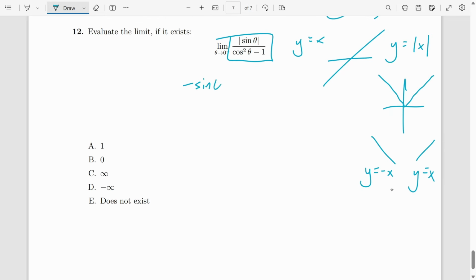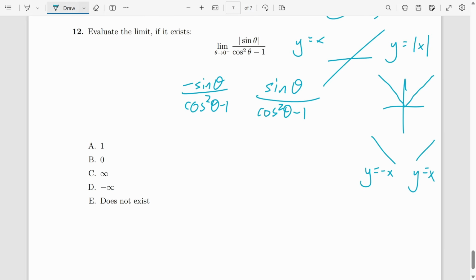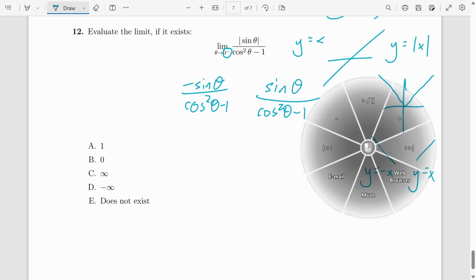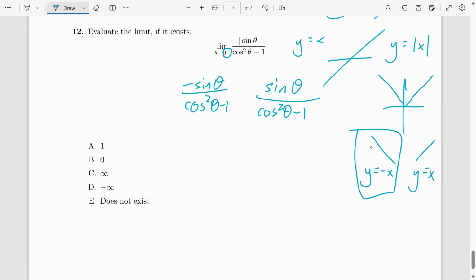So we can go ahead and rewrite this original function into two functions, where the one on the left is negative sine theta over cosine, whatever, I'll rewrite it later, and positive sine theta, what we had originally. So now is a good time to rewrite all of that. Cosine squared theta minus 1. Now, herein lies the rub. Because we are only asked to find the limit from the left side, the negative side, we're only tasked with dealing with the left side of this absolute value. So we can just ignore that one.